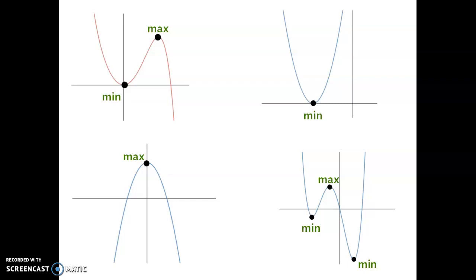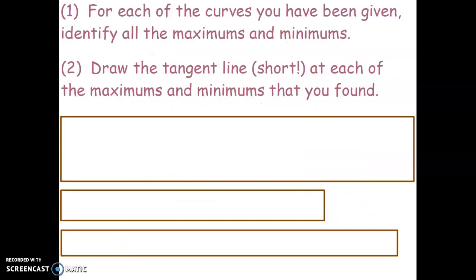Okay, this is what your paper should look like at this point. So I have all of my maxes and mins labeled. Check yours, make sure it matches mine, pause the video, change anything that you need to.